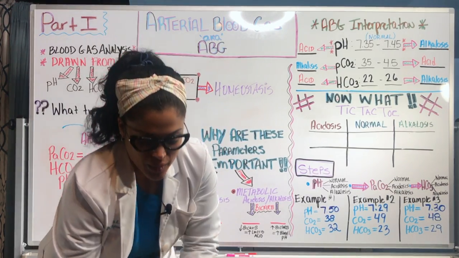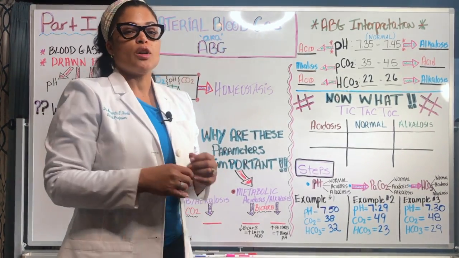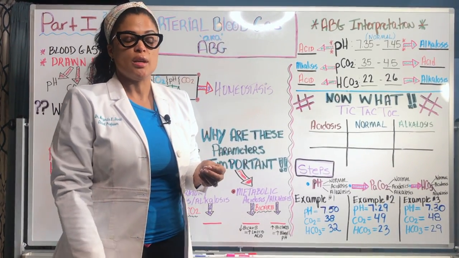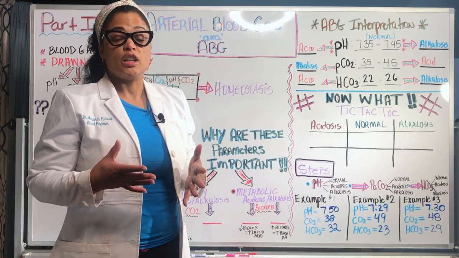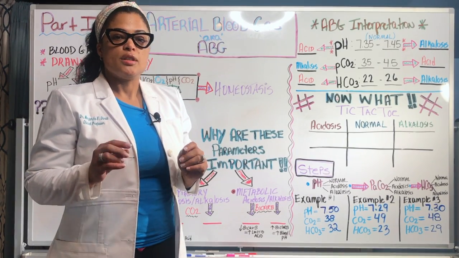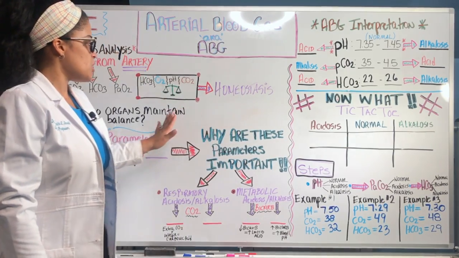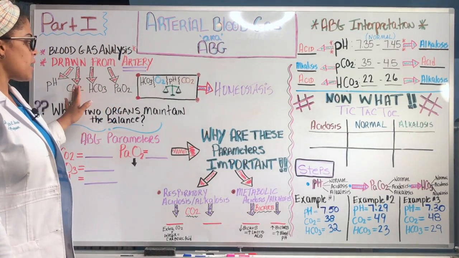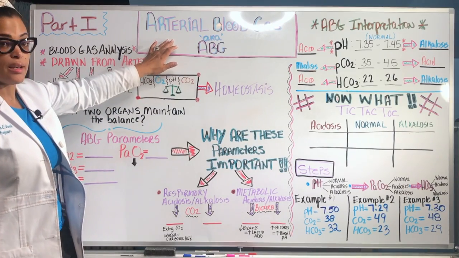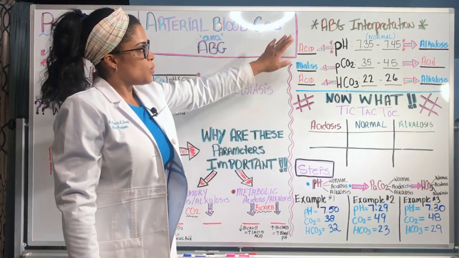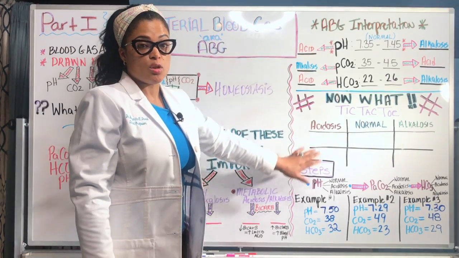So today we're going to cover arterial blood gas, also known as ABG. This is a big topic that's highly requested among students. I'm going to divide this video into two parts. One is going to cover this information, which is going to give you a background on what ABG is, and I'm going to slightly cover compensation, and then we're going to do some ABG interpretations.